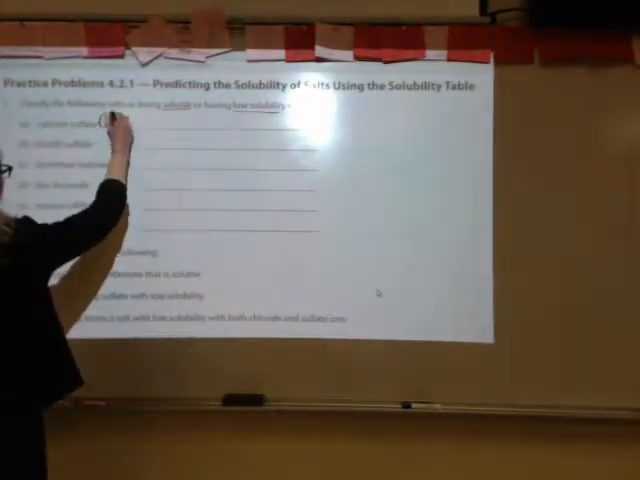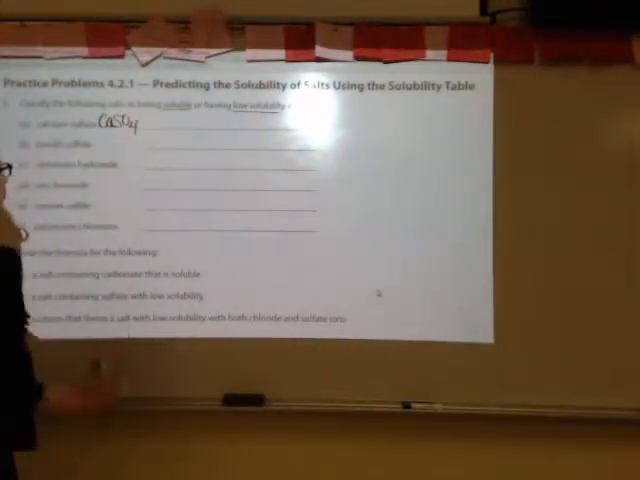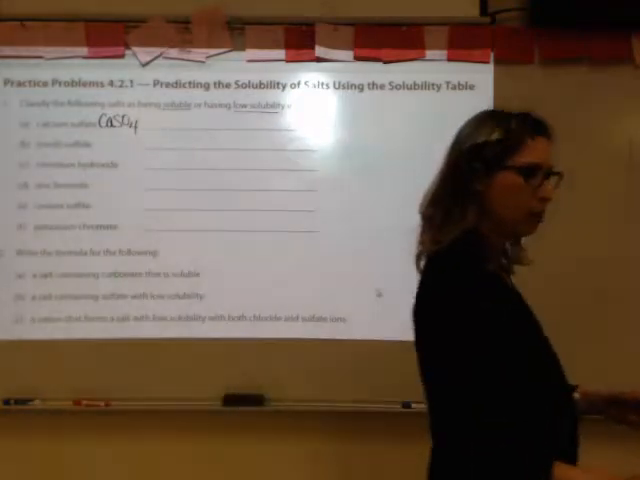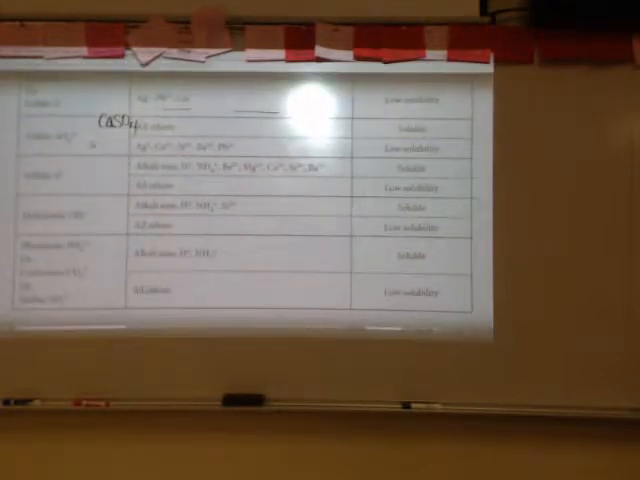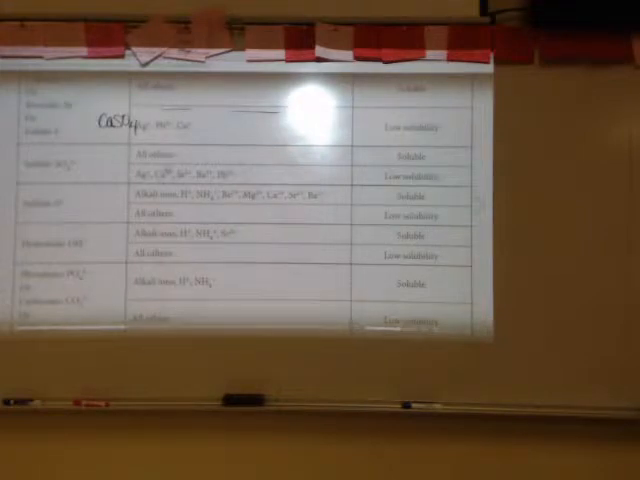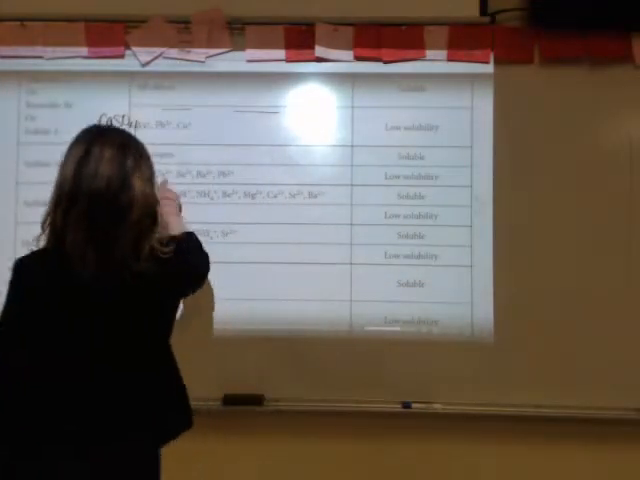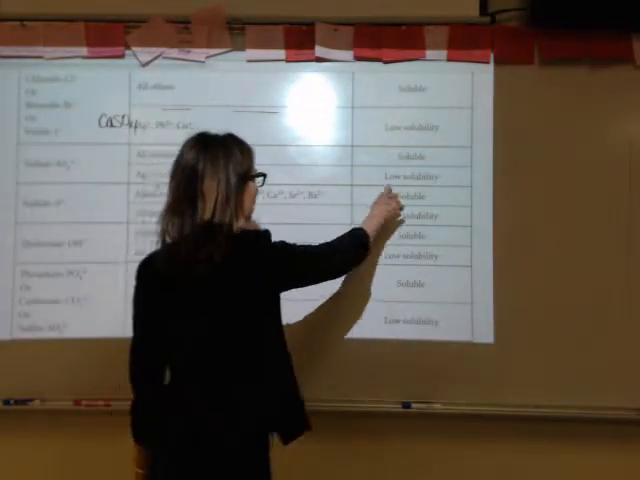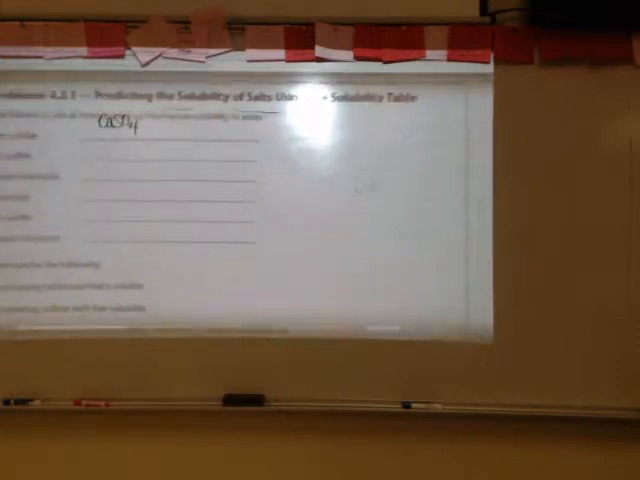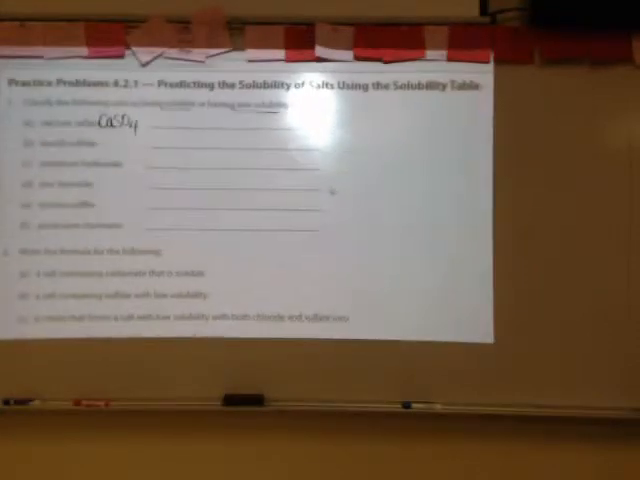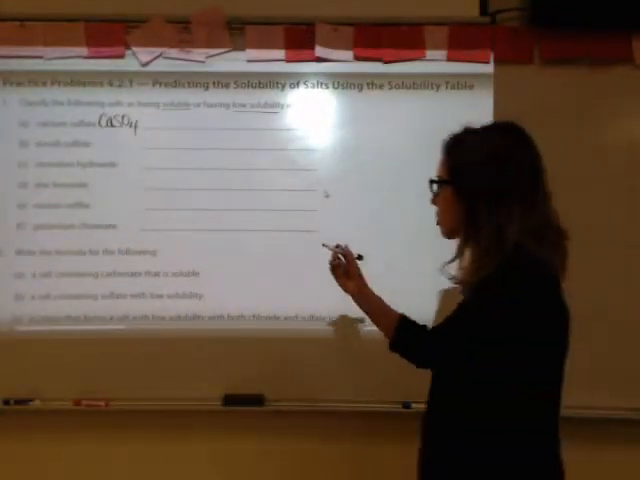Calcium sulfate, which is CaSO4. We need to look back at the solubility table over here, and sulfates are down here. Do you see how we have the calcium ion here? So the calcium ion with sulfate has low solubility. So 1A is low solubility.